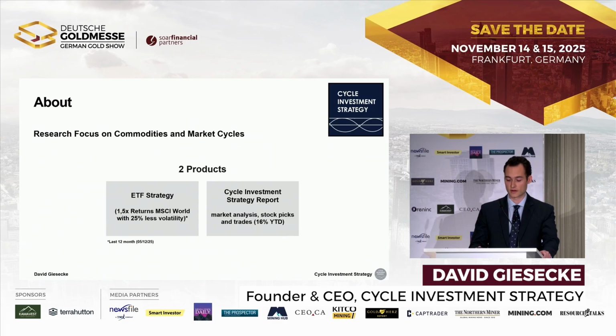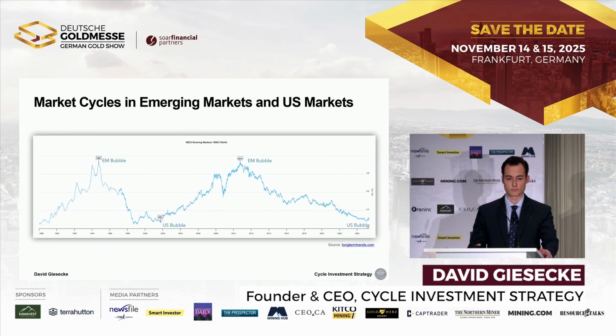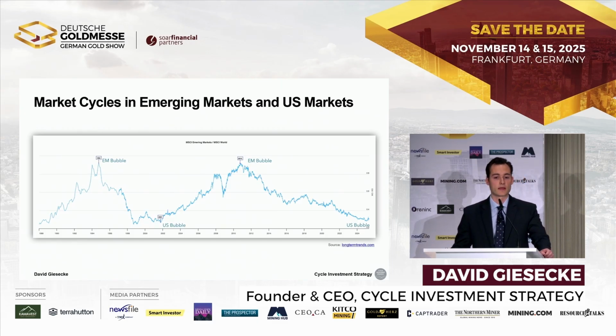So let's start with a more top-down approach here. Let's talk about the cycles that are the most important, the big asset cycles. Many of you know that the markets are moving in cycles. Probably the most important one is the one between the emerging markets and the US markets or the developed markets. As you can see here, we have seen tremendous outperformance of the US markets versus the emerging markets during the last 14, 15 years. And it's been abysmal for emerging markets.